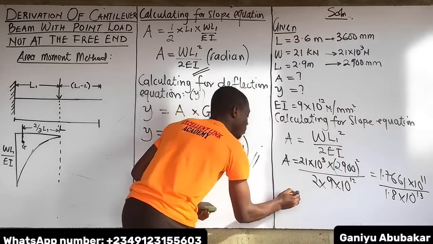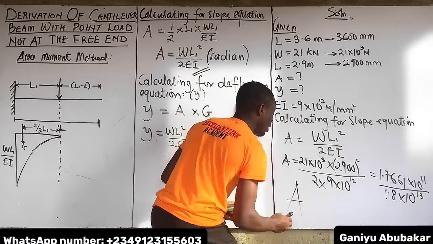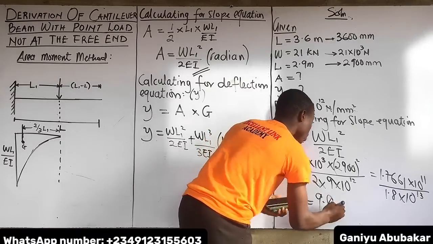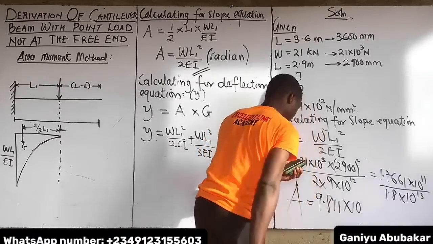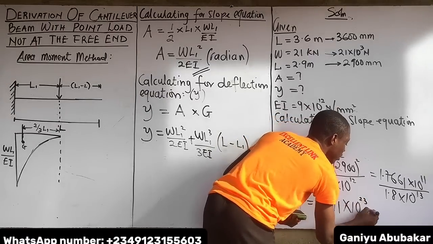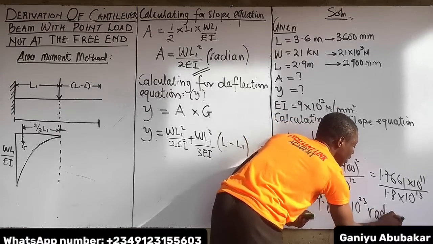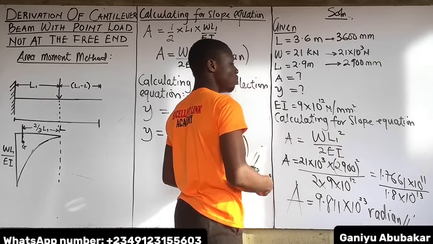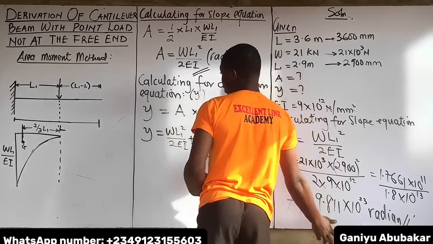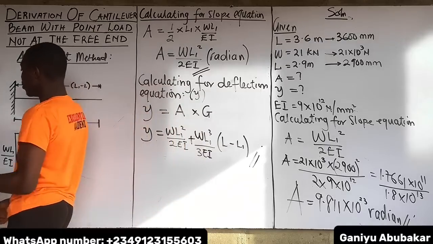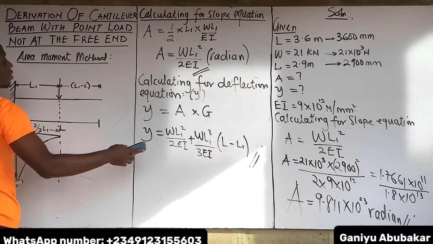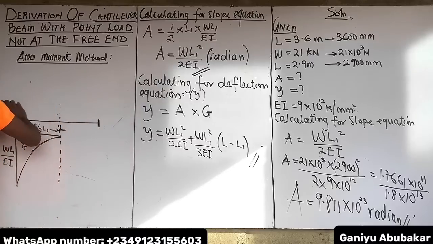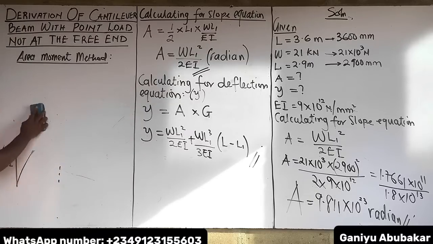Divide these two together. My slope equation A is equal to 9.811 times 10 to the power 23, of course in what? In radian. This becomes my answer to this question here. So let's get the last question done. That's why. Let's get the deflection equation.